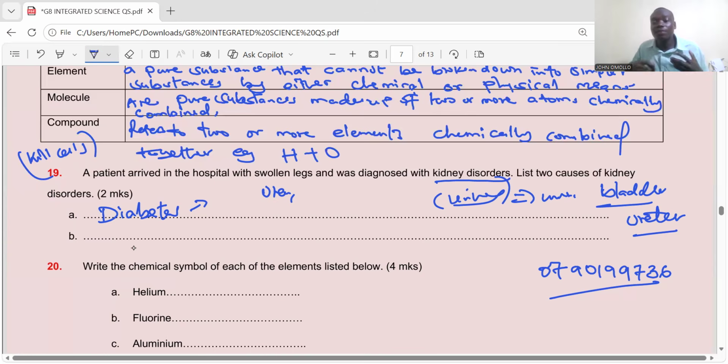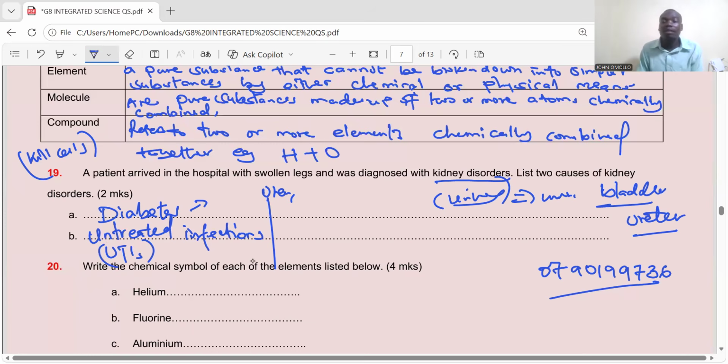Now, for instance, if a lot of urine accumulates in your bladder and is not eliminated or excreted out of the body, the kidney or the excretory system will have disorders. One of them is kidney disorders. So diabetes is one of the causes. Another one is untreated infections. Always treat the infections, particularly UTIs. Kindly make sure that they are being treated.